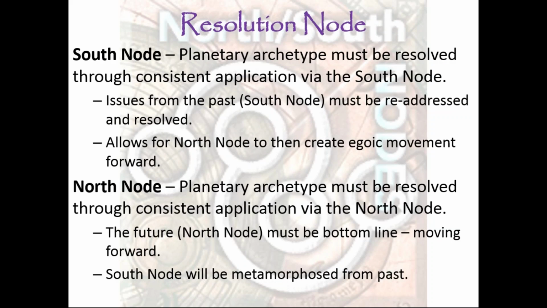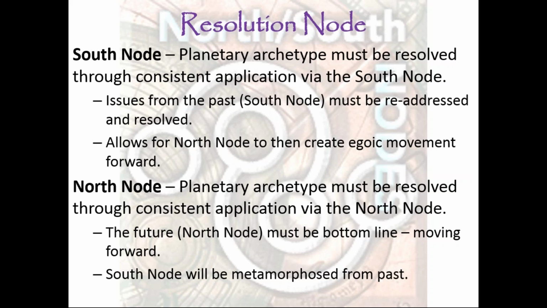When the resolution node is the south node, that planetary archetype must be resolved through consistent application via the south node. In other words, where is that south node by sign and house and its rulers and aspects, etc.? That's where you must apply that planetary archetype. In today's case, Mercury and communications. You must go back to the past in many ways, south node, and redo it to really create that consistent bottom line for the planet to evolve, in this case Mercury, communications and processing, etc. And once you do that, it allows the north node to begin to move forward rather than remaining stuck in the skip steps along with the south node and the planet in question.